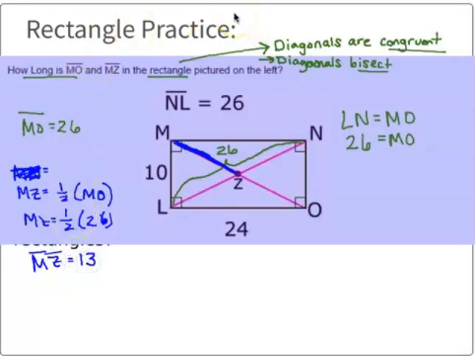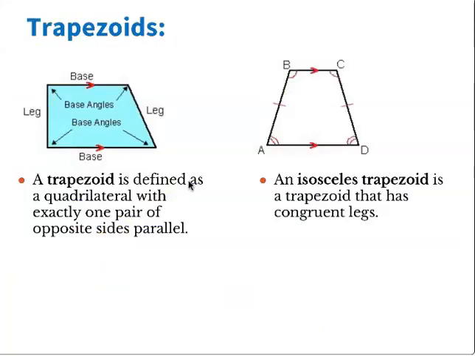So we just solved this problem completely using the properties of one of our newly learned special parallelograms, and that is the rectangle. I'm going to go on to the next slide, so if you need more time, go ahead and click pause. Quadrilateral, to add to our list of quadrilaterals.